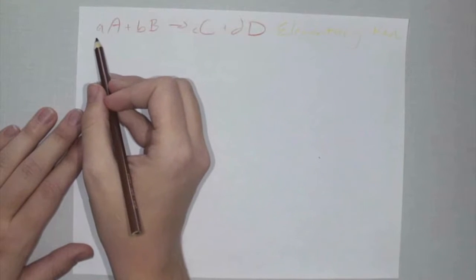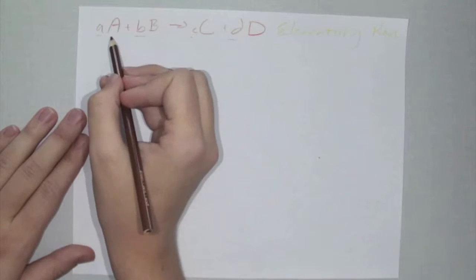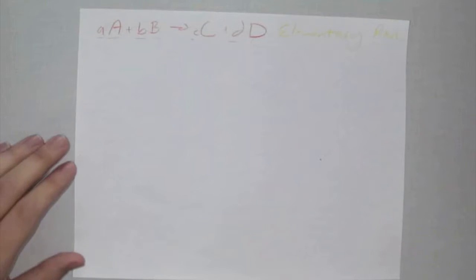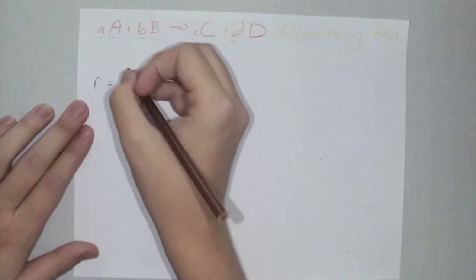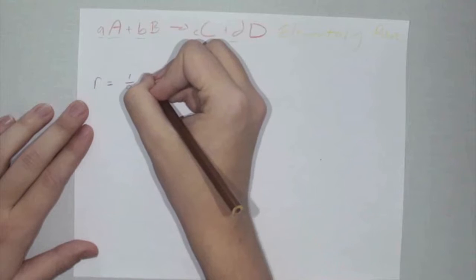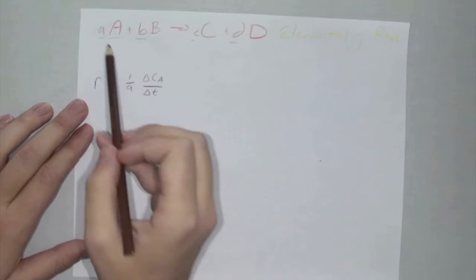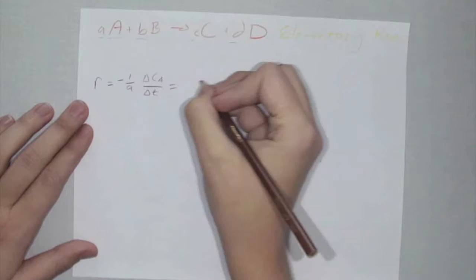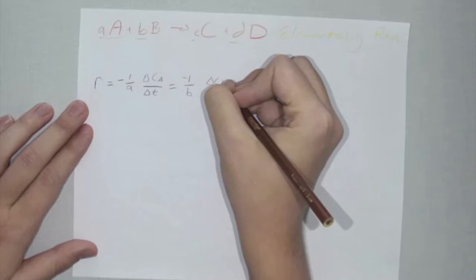So given this very general reaction, the little letters are representing our stoichiometric coefficients, and the big letters are our species. How can we write a rate law for something as generic as this? Well, we're going to do exactly what we did before. Little r, or the rate of reaction, is equal to 1 over the stoichiometric coefficient of the first one, little a, times the change in concentration of A over the change in time. Since this is a reactant and it's being consumed in this reaction, we're going to put a negative out front. As we did before, we can do the same thing for all of our reactants and products.